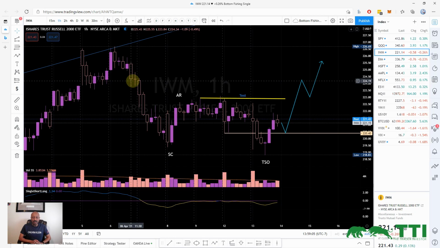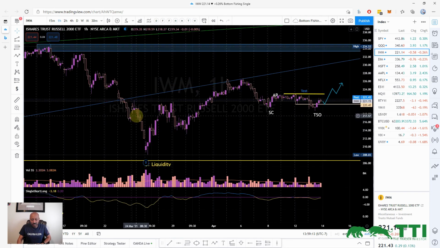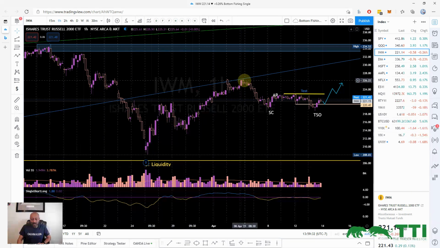IWM is a good example. On the 1 hour chart, I have marked off a couple of areas. So just zooming out, the market had a very strong bearish movement, and then in March, towards the last week of March, it started to have a reversal and a bullish momentum, but then again it is now having a pullback. So this pullback, I want to view it as a reaccumulation phase.